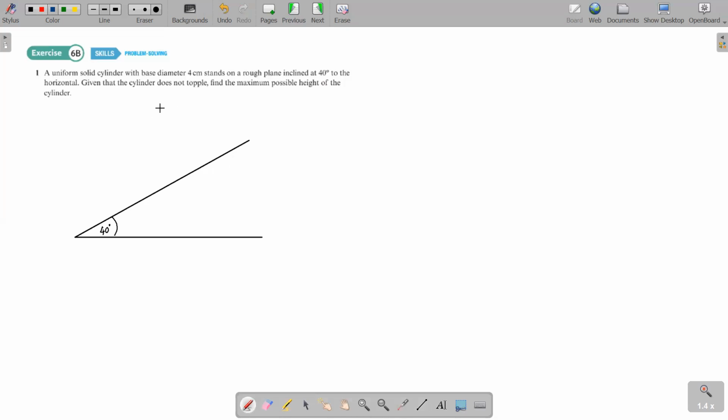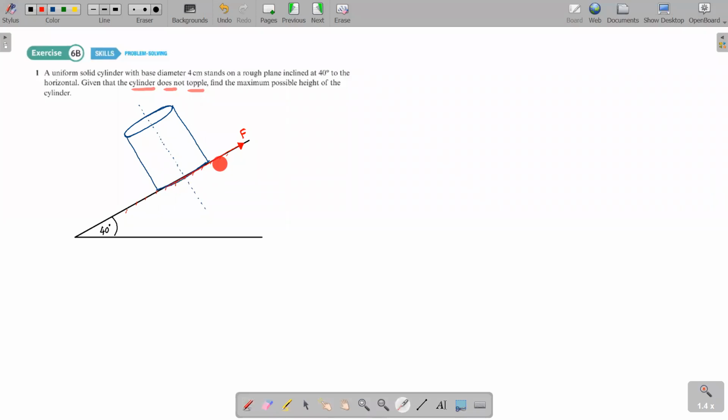And you have a cylinder that is resting on this plane. Right, guys? So this is the axis of the cylinder. All right. So now, this is the cylinder. Okay. So now the question is, given that the cylinder does not topple, find the maximum possible height of the cylinder.